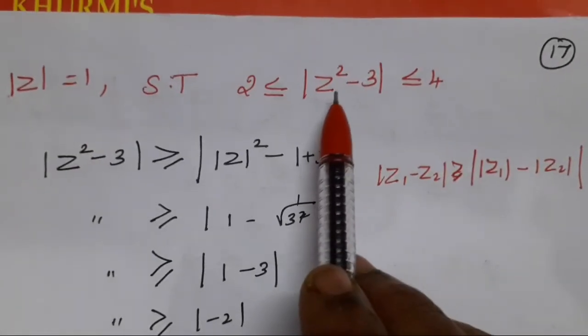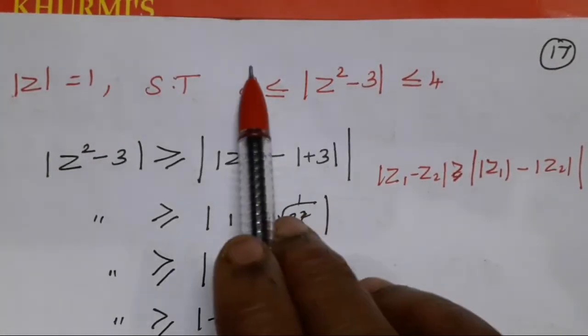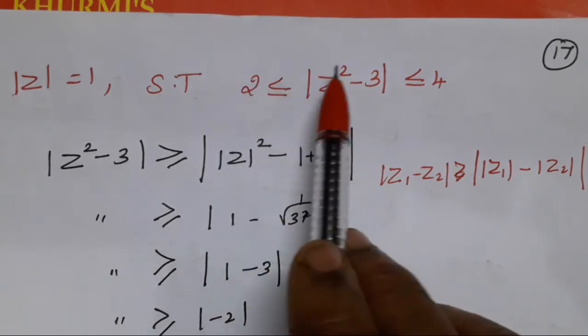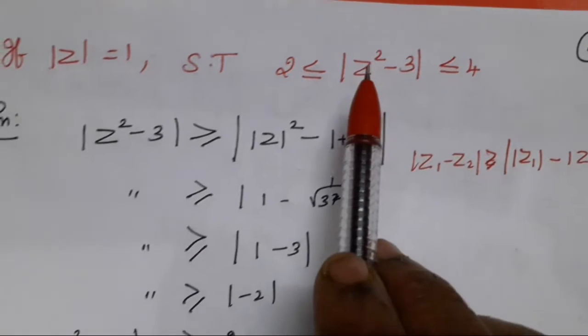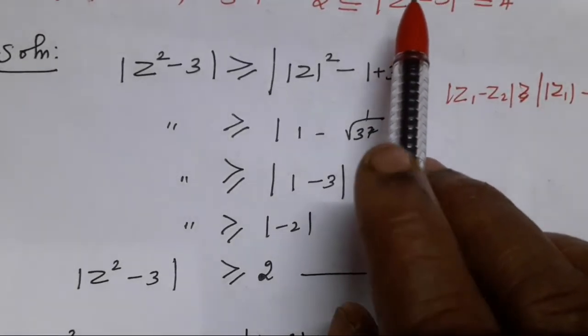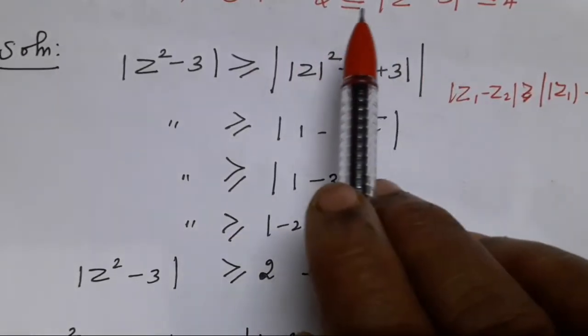See how to read this one. Modulus of z square minus 3 greater than or equal to 2. We proved the result. Next we are going to prove modulus of z square minus 3 less than or equal to 4. What is the similar step followed in the fourth sum? The same thing is followed in the fifth one also.